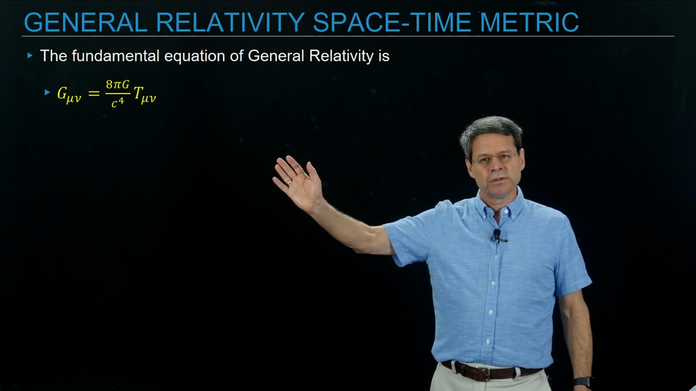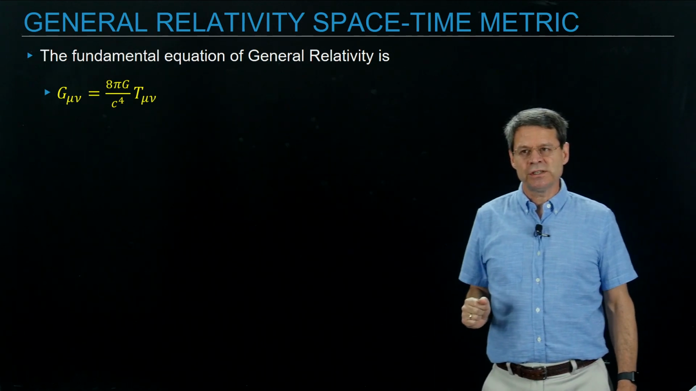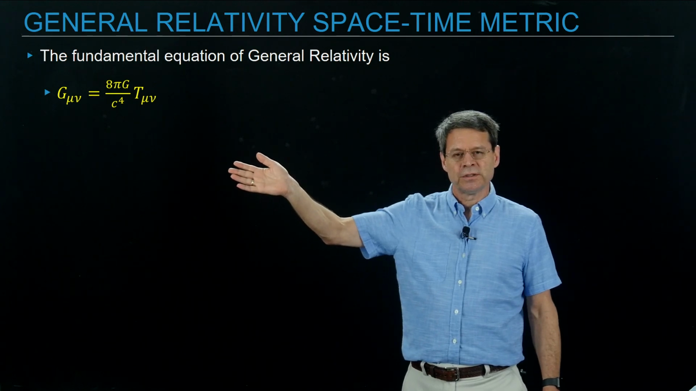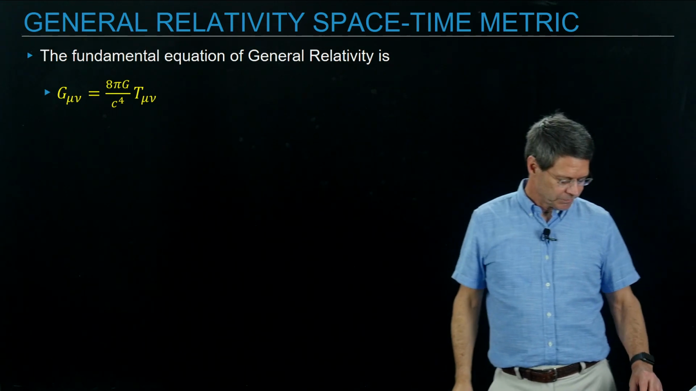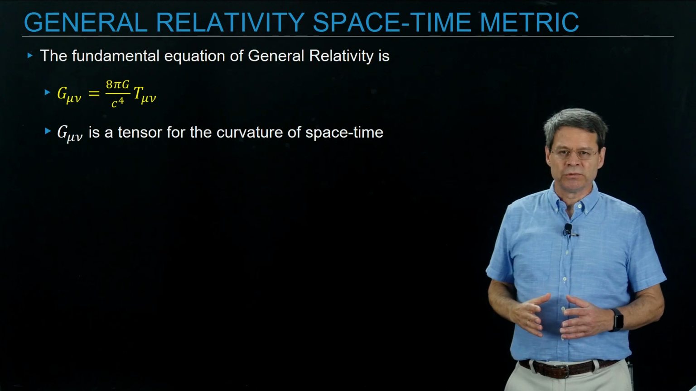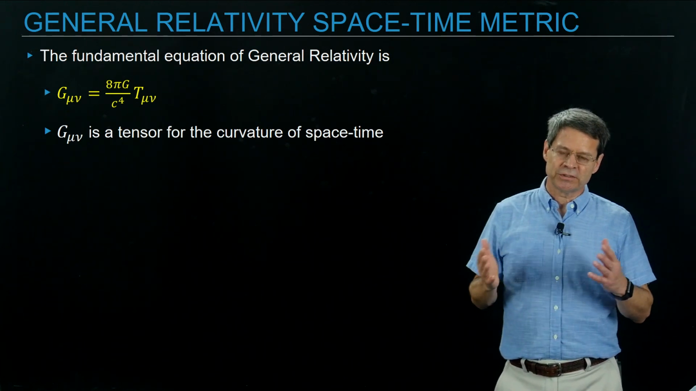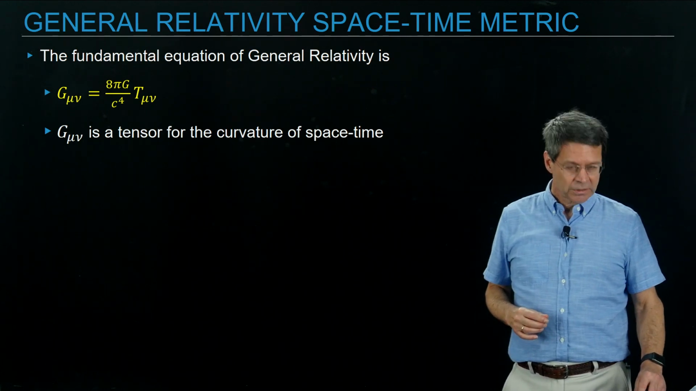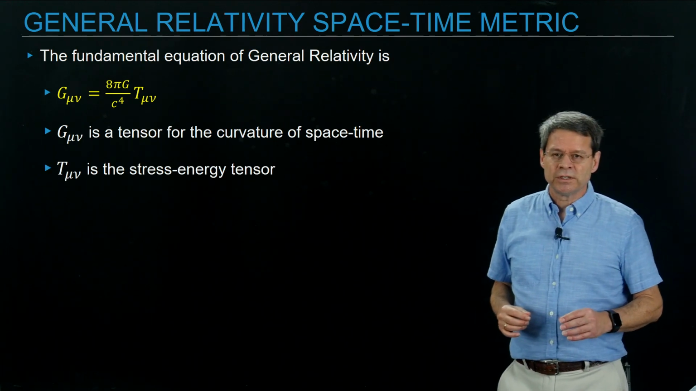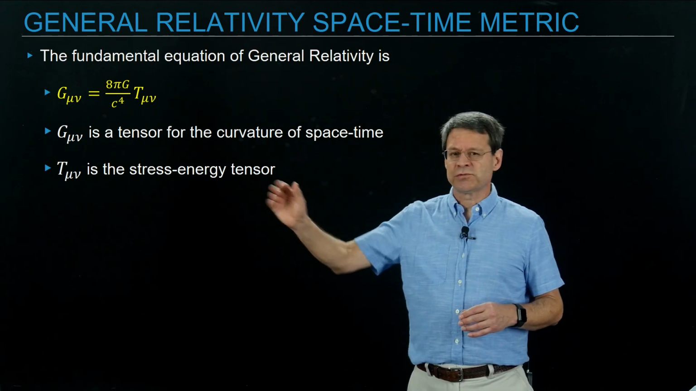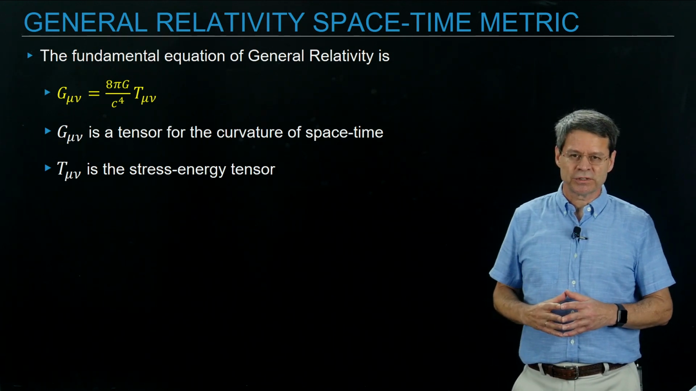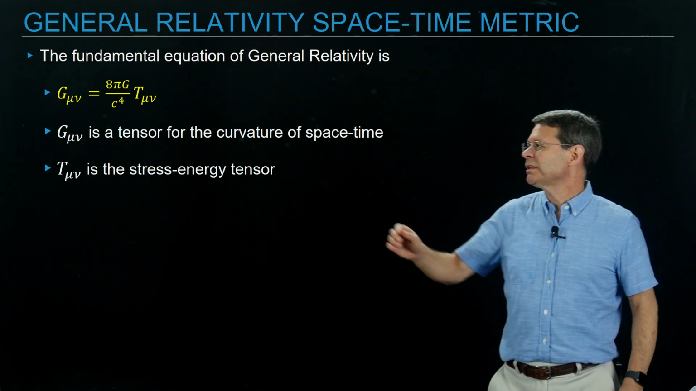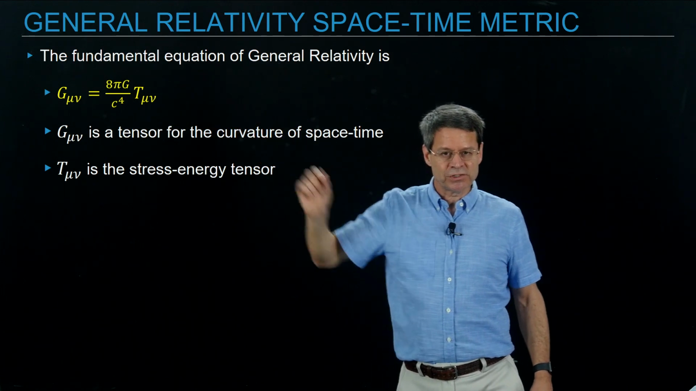G mu nu is 8 pi G, where G is Newton's gravitational constant, over c to the fourth times T mu nu. Now, what is G mu nu? It is a tensor, you can think of it as a matrix, for the curvature of space-time. And T mu nu is the source, if you like. It's the so-called stress energy tensor. Again, you can think of it as a matrix, which has the energy, mass, and momentum involved. And they are related by Newton's gravitation constant.